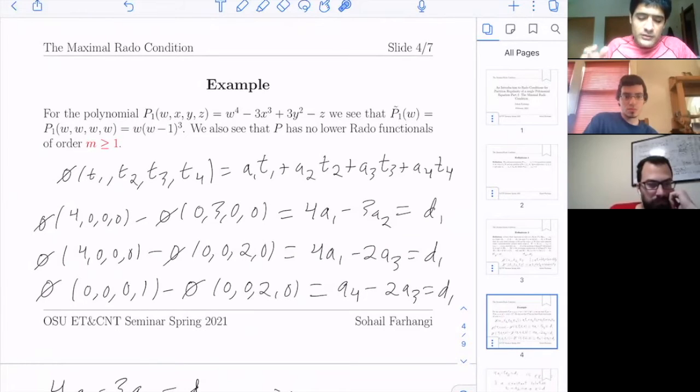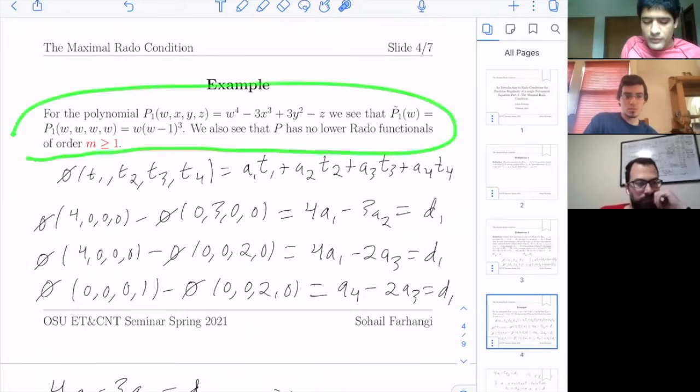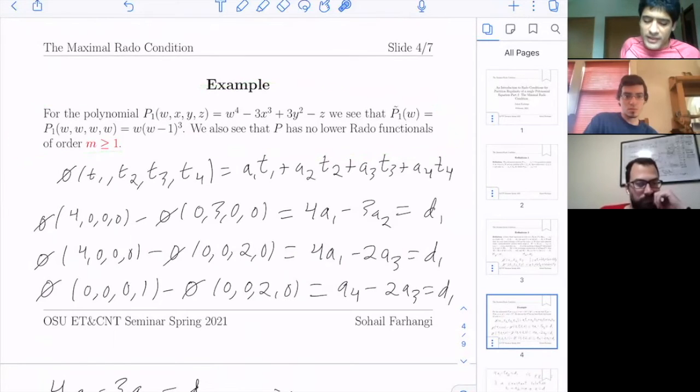So hopefully this was a refresher, because this is very similar to what I did 2 weeks ago. But I would still like to ask if there's any questions, because I guess this is a fairly important fact for showing that this polynomial is not partition regular.